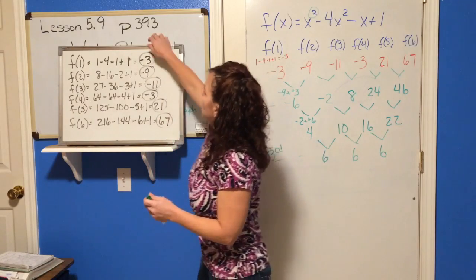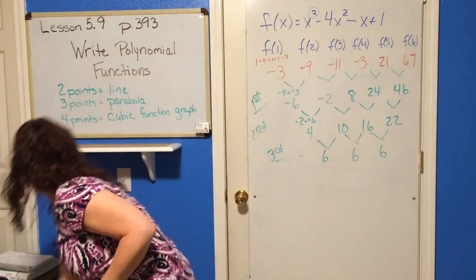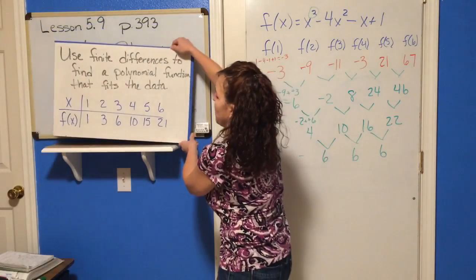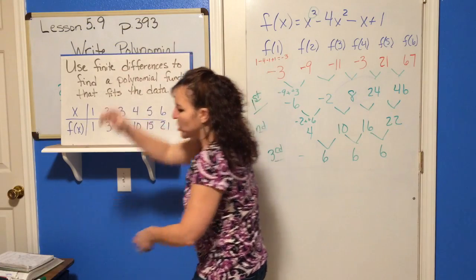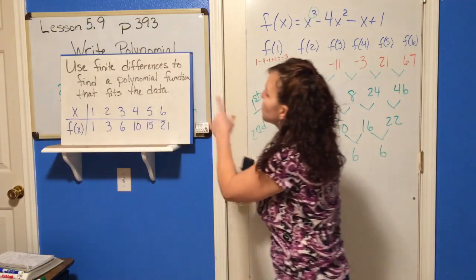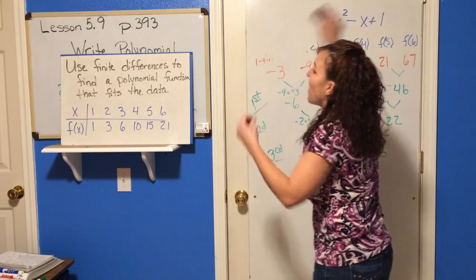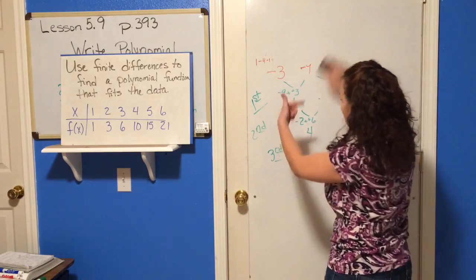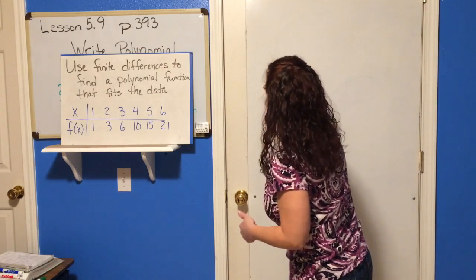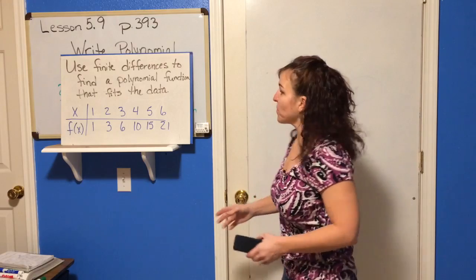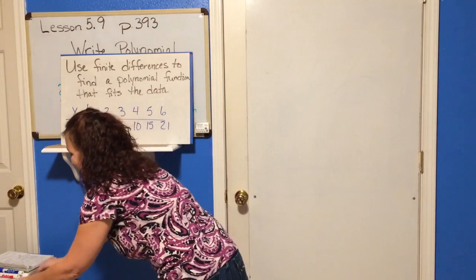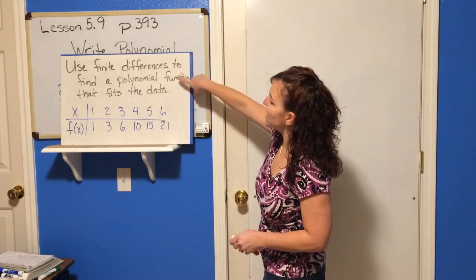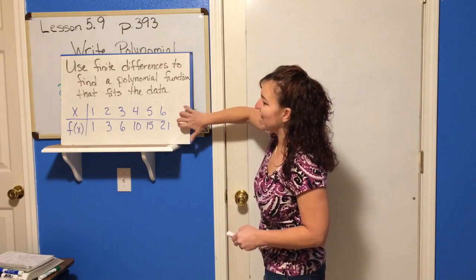Because what I'm going to do now is move one step further and make it just a little bit trickier. All right? Because what we're going to do is this. We're going to use those finite differences to find a polynomial function. So if we know the polynomial function, we can prove that, yep, it's a third order. But what if we don't have that proof? All right. So what we're going to do is use finite differences to find a polynomial function that fits this data.